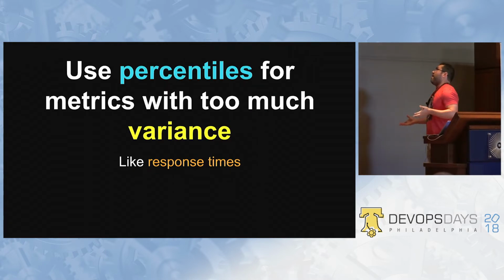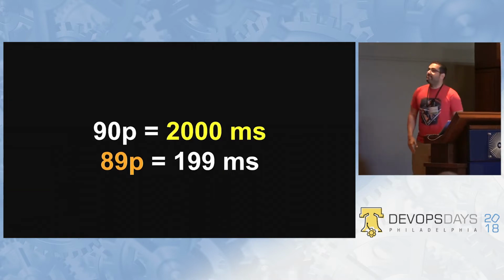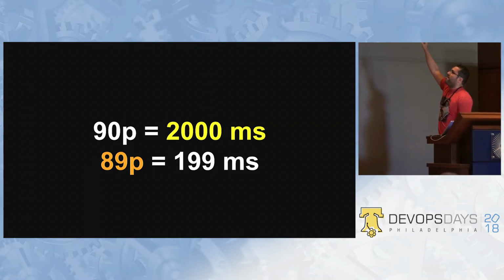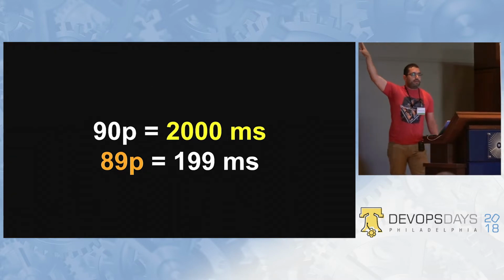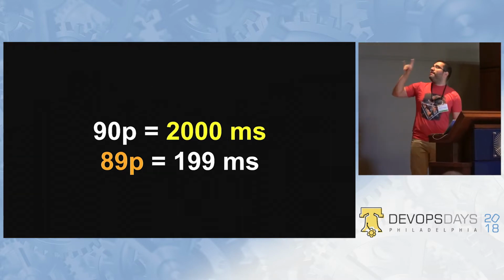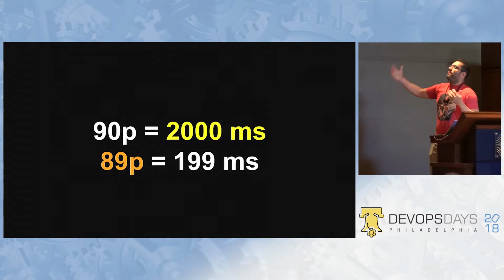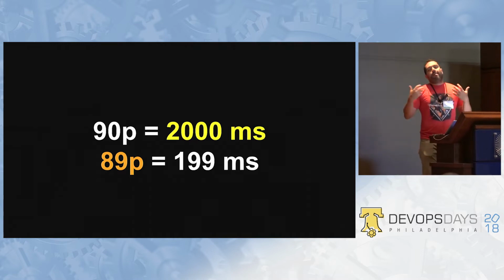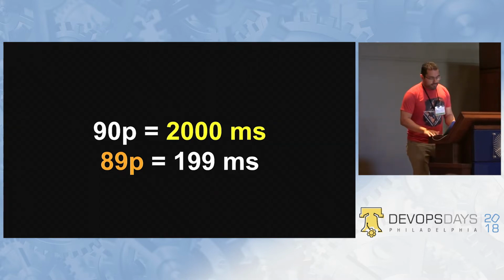So whenever you have something like this, use percentiles. In our case, if we went for 90% of all of the requests, we would be at 2,000. If we went for 89, then we would be at 199. So what we're looking for in here is the 2,000. That's the number that we want to know. And as you go up, if you look at the response time metrics that you have, the more you go up, the more the number is usually going up as well.